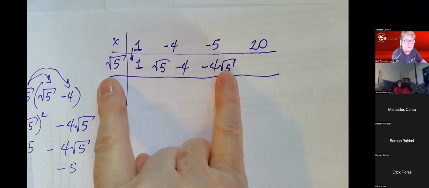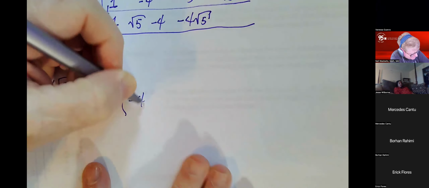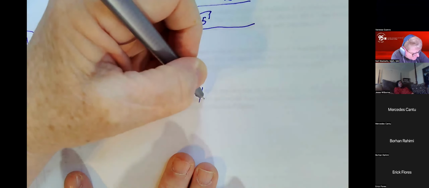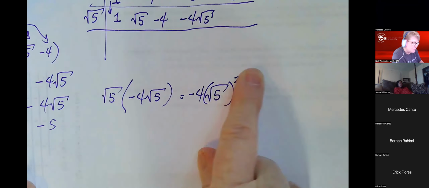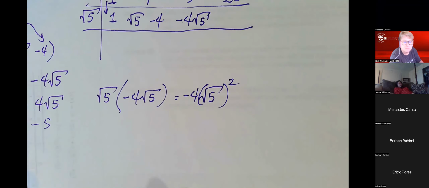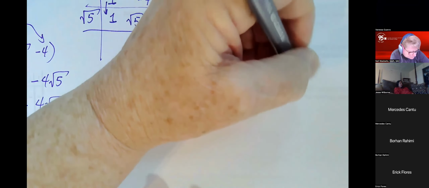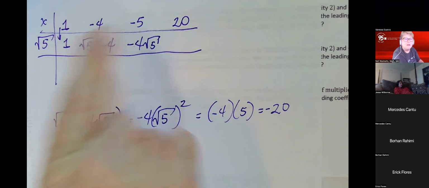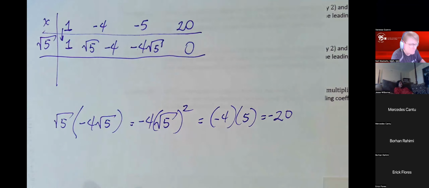Now let's multiply. Okay, good. We've got the square root of 5 times negative 4 times the square root of 5. So that's the same as negative 4 times the square root of 5 times the square root of 5. Well, what is square root of 5 times square root of 5? 5, good. And 5 times negative 4, negative 20. Okay, so when I multiply these two, I get negative 20. And what do I get if I add 20 to that? 0. Yay.